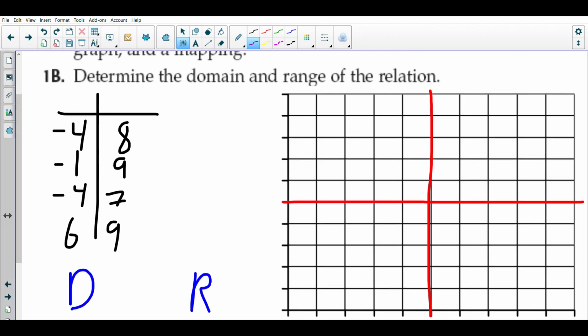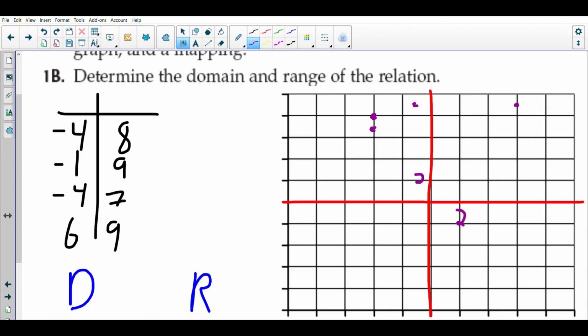And now I'm going to graph. So I'm going to go by 2s here because I'm out of room. So let's go by 2. So that's 2 and that's 2. So I get -4, 8. So -4, 2, 4, 6, 8. -1, 9. Right about in the middle. -4, 7. So a little below that one. And then 6, 9. We got 6 and we got 9. So there we have it. Okay.